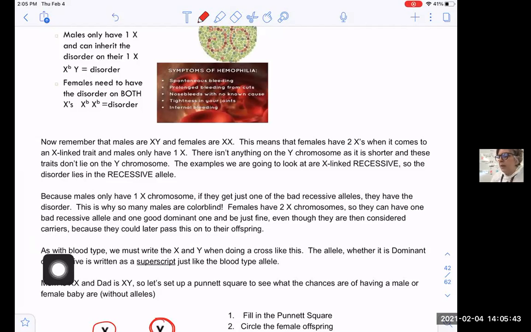So as with blood type, when we are doing X-linked recessive Punnett squares, we must include the X and the Y, as well as the superscript again. So you have to include the X and Y and then the superscript on the X. There will be no superscript on the Y because it doesn't carry these traits.